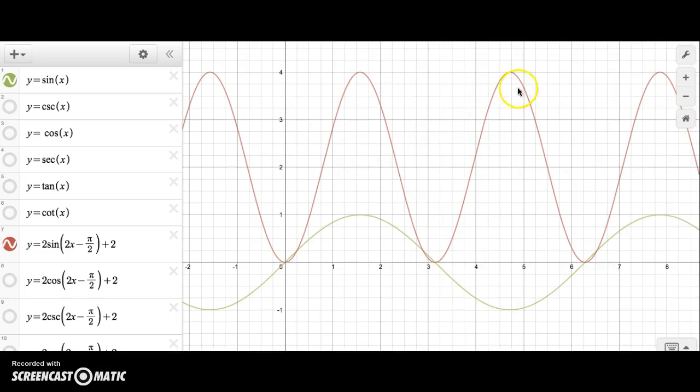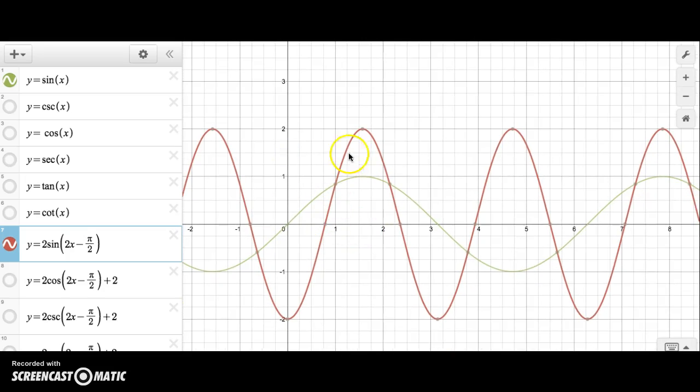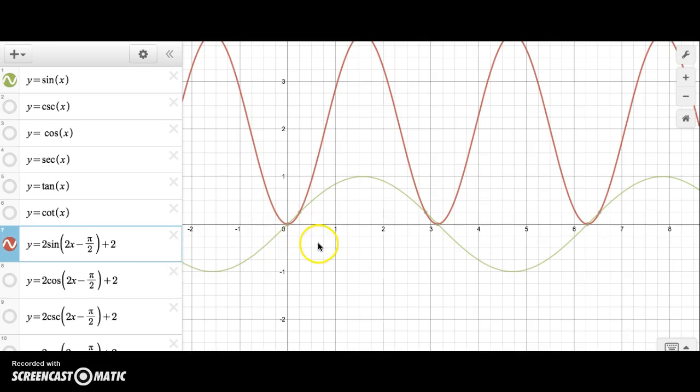Up 2, down 2, up 2, down 2. You get the drift. And this 2, right here, well, without that 2, the middle line of your graph would be 0. So, when you do that plus 2, it moves it up 2, which makes the middle line of your graph 2.